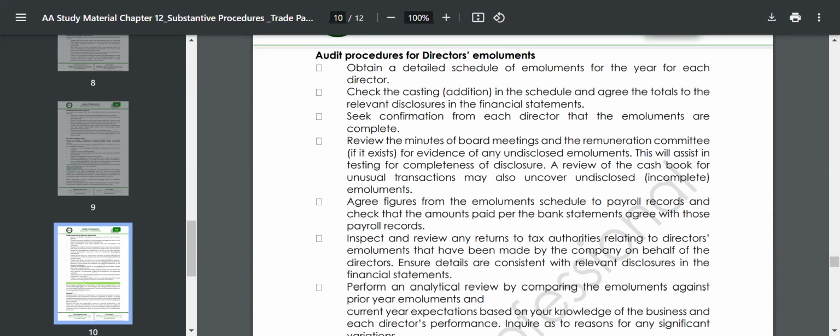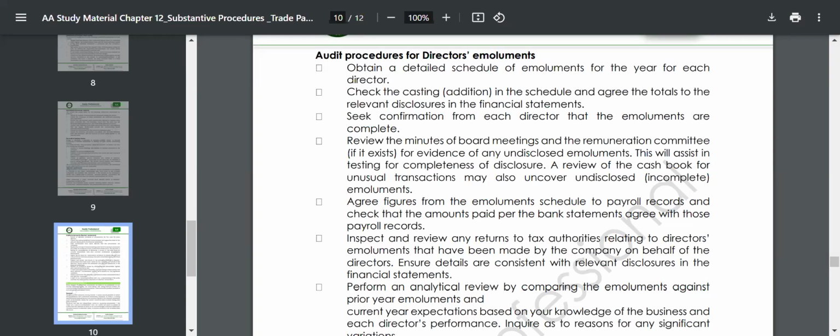So after confirming that the amount matches what each director should get, you will now do a form of confirmation from each director that their emoluments are complete, that the company is not owing them, that the company has not underpaid them, and all of that.